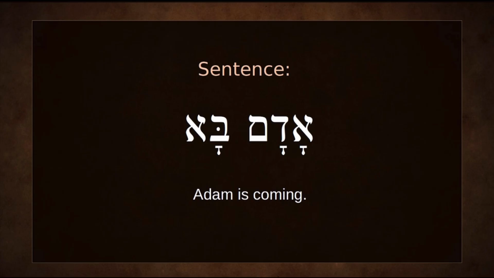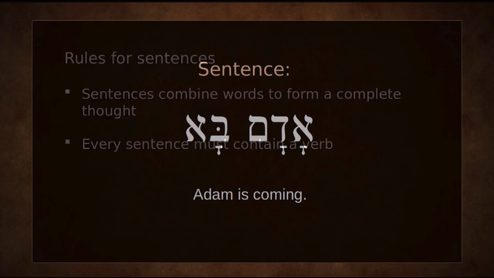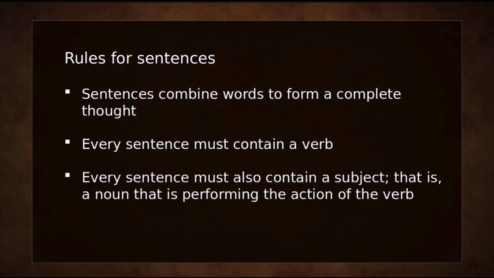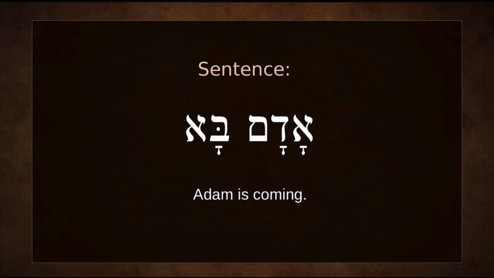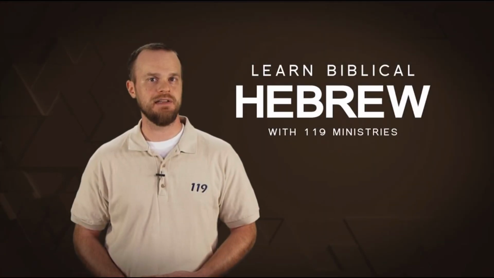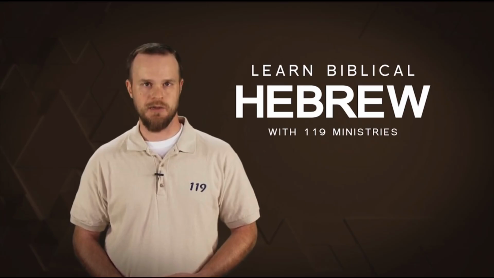Adam is coming. Now, of course, it also wouldn't work for a sentence to only have a verb. If our sentence was just ba, then that also isn't a complete thought, because it hasn't told us who or what is coming. So, in addition to a verb, every sentence also needs to have a subject. The subject of a sentence is a noun that is performing the action of the verb. So in our sentence, Adam ba, ba is the verb, and Adam is the subject, because Adam is the one who is coming. Every sentence needs to have, at the very least, a verb and a subject.